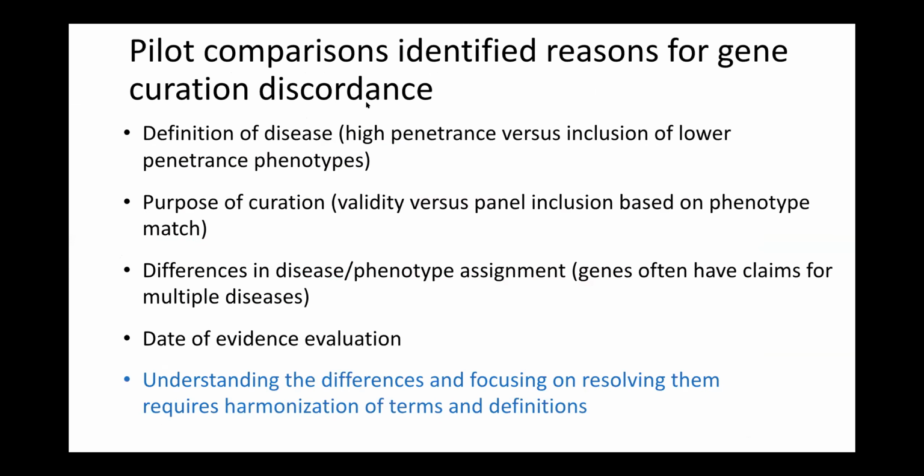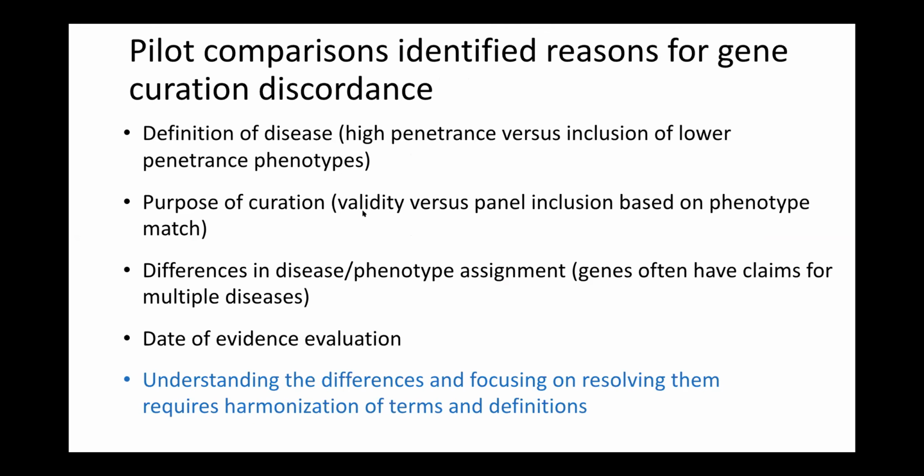So during these pilots that I mentioned, for those three particular examples, it really did identify some reasons why there was discordance. I spoke to this a few slides ago, but definition of disease, maybe there's high penetrance versus inclusion of lower penetrance phenotypes when you're thinking about disease and curating that claim. So that can be discordant. The purpose of the curation, the clinical validity framework, for example, for ClinGen versus whether you should include it on a panel based on a phenotype.